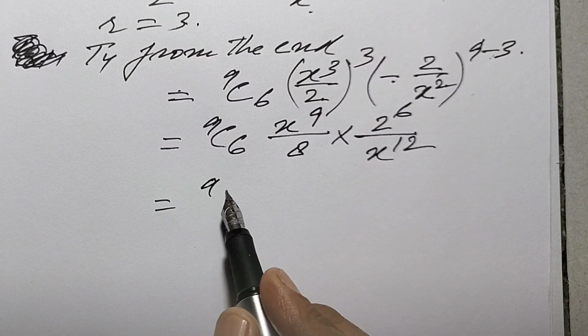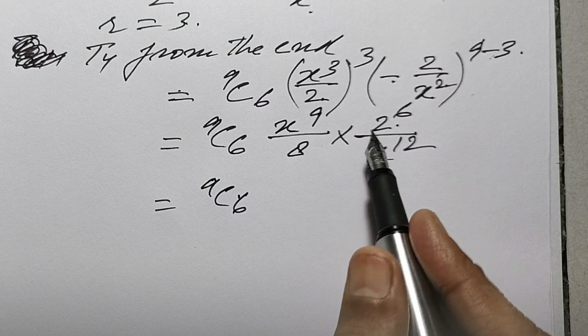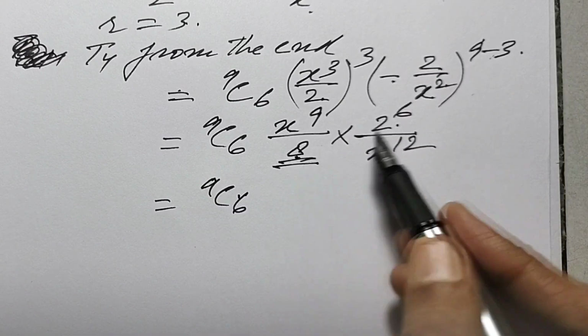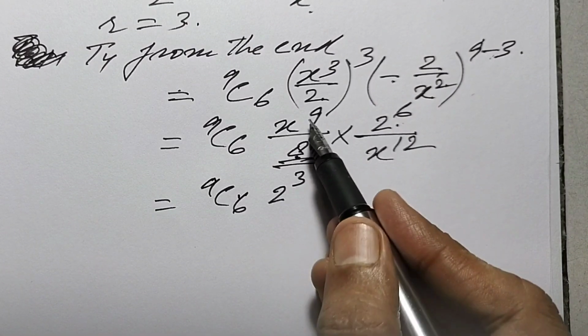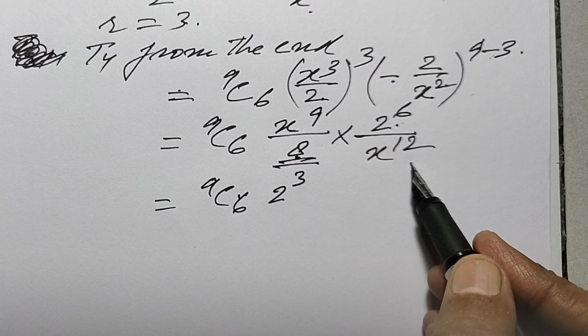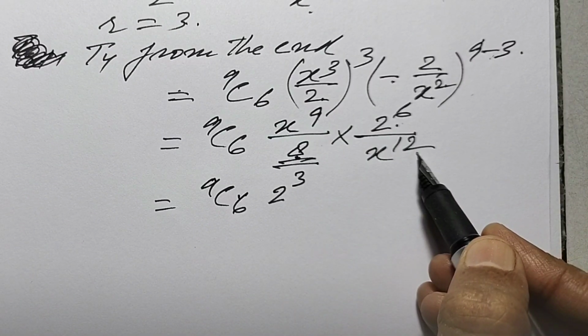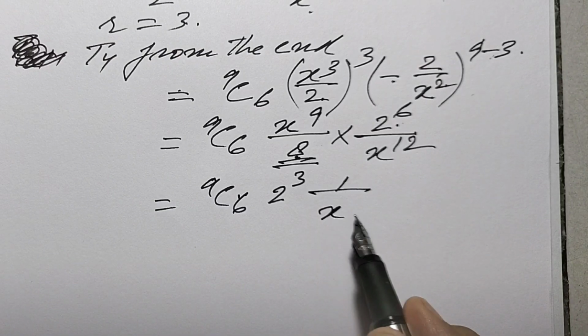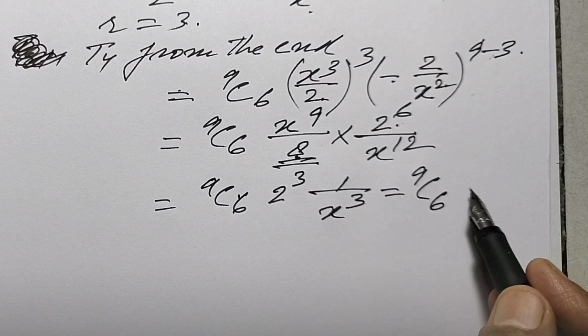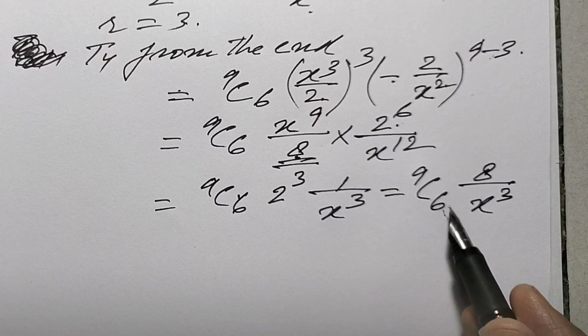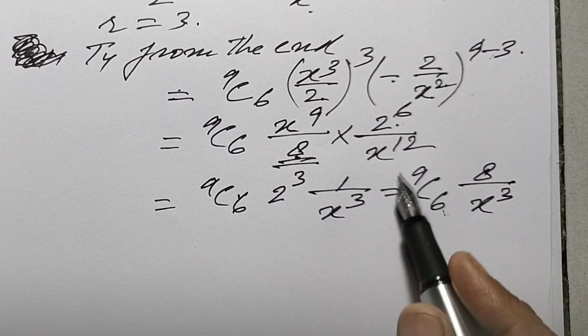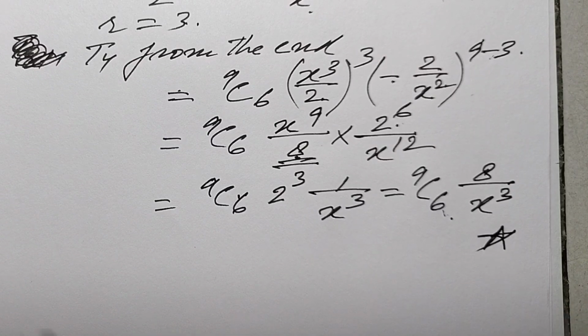So finally we have 9C6 and 2 raised to the power 6. Here 8 is 2 cube, and 2 cube will cancel 3 powers from the numerator. We have 2 raised to the power 3, and x raised to the power 9 is there in the numerator, x raised to the power 12 in the denominator, so these powers will be subtracted from the denominator. We have 1 upon x cube, 9C6 into 8 upon x cube. We may also further simplify this using nCr formula for solving 9C6, or we can leave the answer over here. So these are the 5 most important types of questions based on binomial theorem.